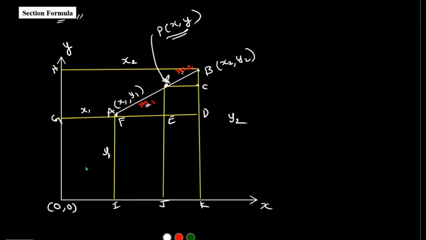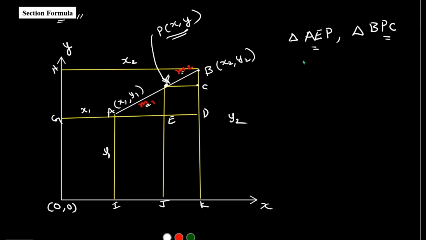Now I will take two similar triangles here: triangle AEP, where P is the point dividing this line, and triangle BPC. If you see, these two are similar triangles. Why similar triangles? Three angles are the same, so the ratios of their edges are the same. What are the ratios here?